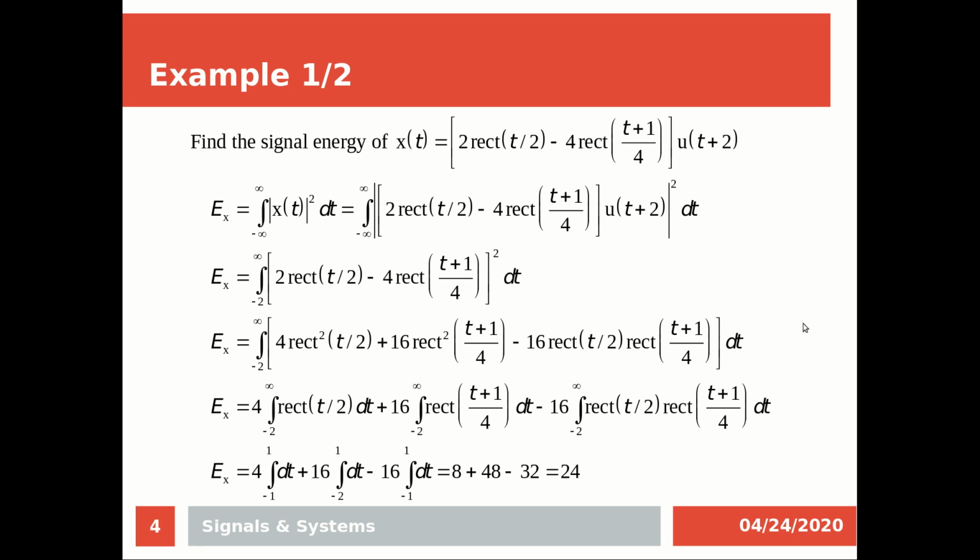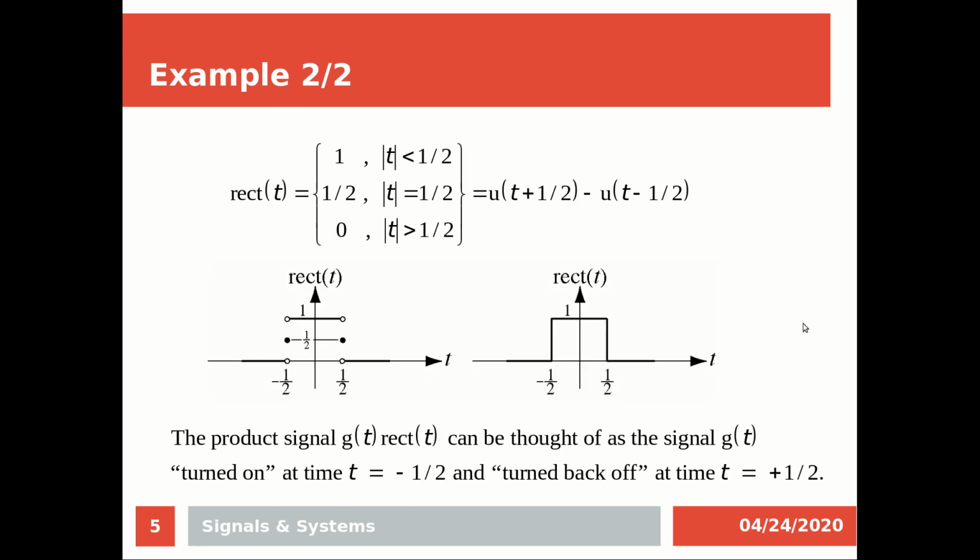Now let's have a hint about the rectangular function, because I think I didn't give it to you before. So the rectangular function is like this. It is defined as 1 for the absolute value of t less than 1 over 2, and 1 over 2 at the value of t equal to 1 over 2, and 0 if the absolute value of t is higher than 1 over 2.